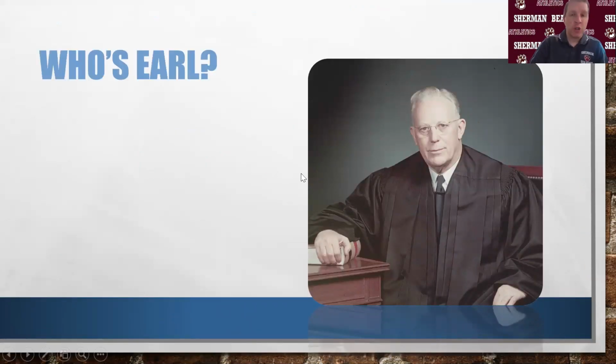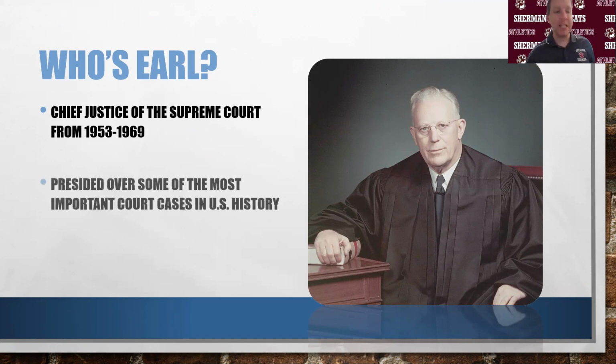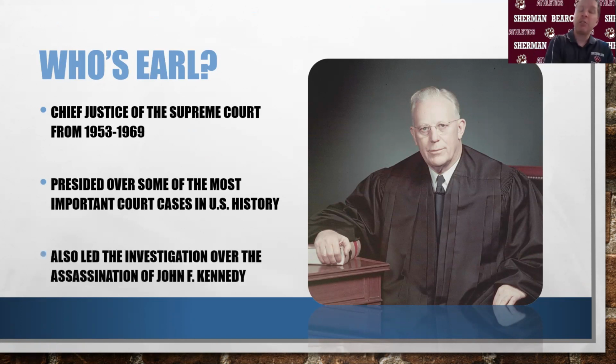So first off, who's Earl? This is Earl Warren, this handsome gentleman here on the right side. Earl Warren is Chief Justice of the Supreme Court from 1953 into 1969. That means he's kind of the head of everything going on in the Supreme Court. During his time as Chief Justice, he is going to oversee some of the most important cases in American history, dealing with all kinds of issues we're going to talk about on the next slide. He is also the one responsible for leading the investigation into the assassination of John F. Kennedy. It's known as the Warren Report. So he plays a number of important roles at the time.